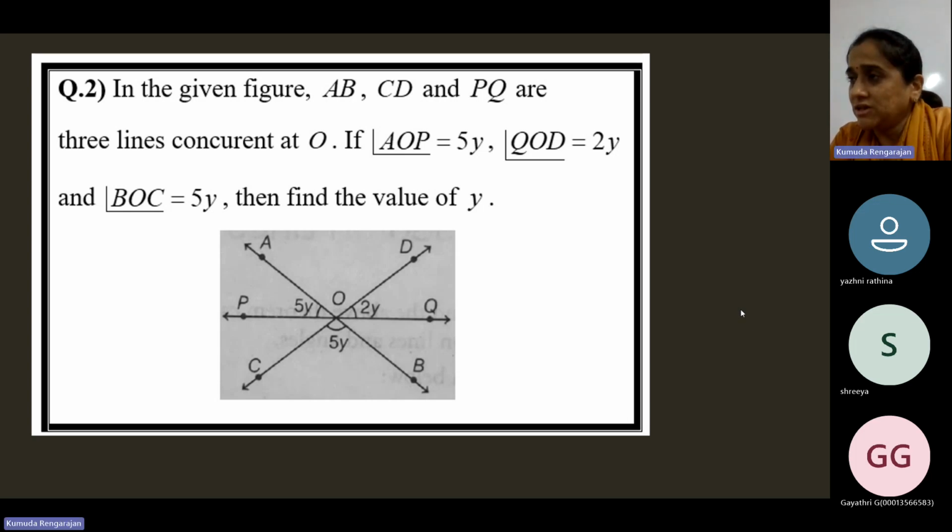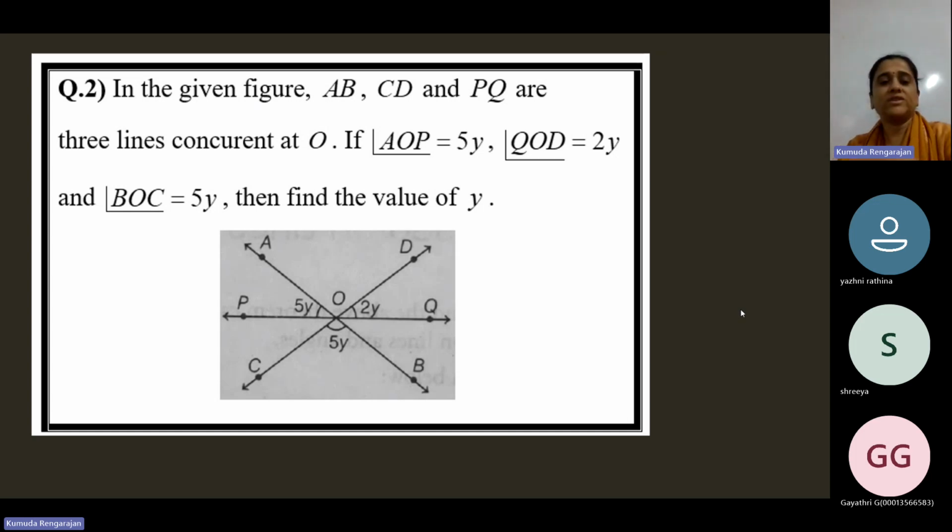Point of intersection, intersecting lines. Point of concurrency, concurrent lines. When three lines or more than three lines pass through the same point, the lines are concurrent lines, and the point where they meet is called the point of concurrency.